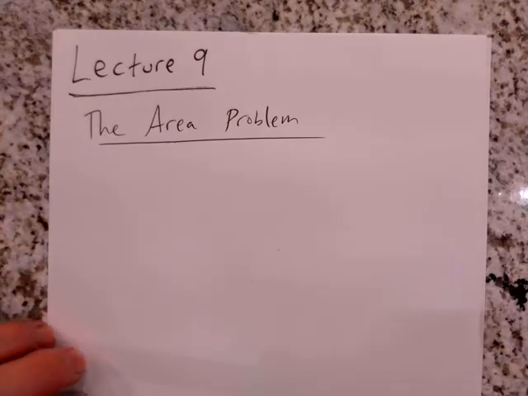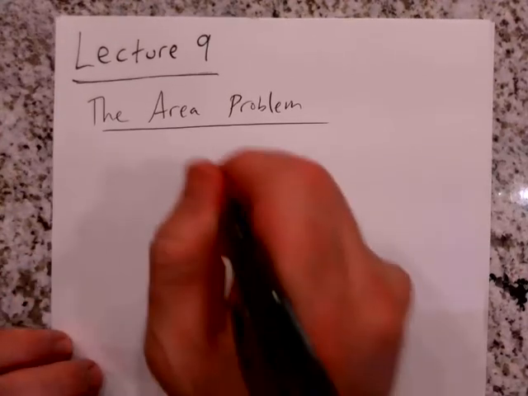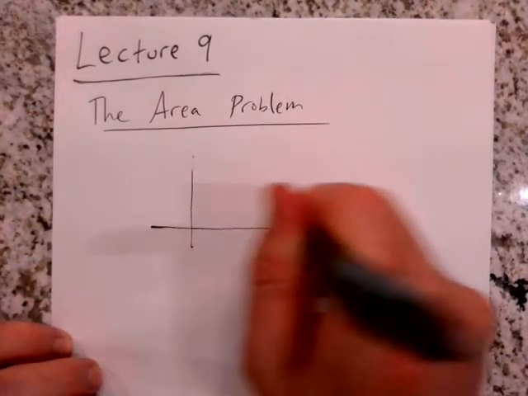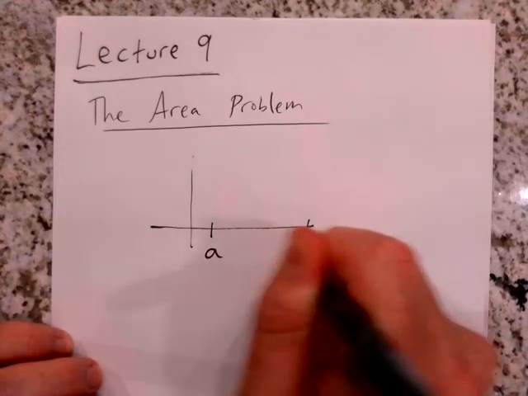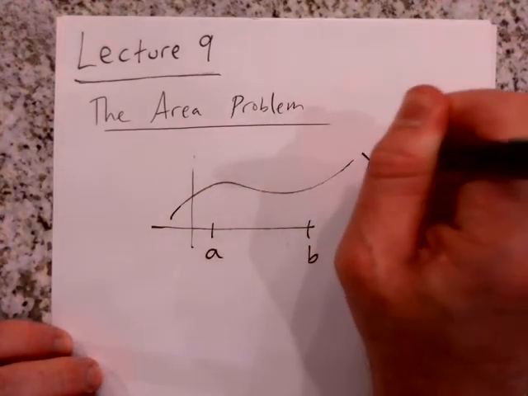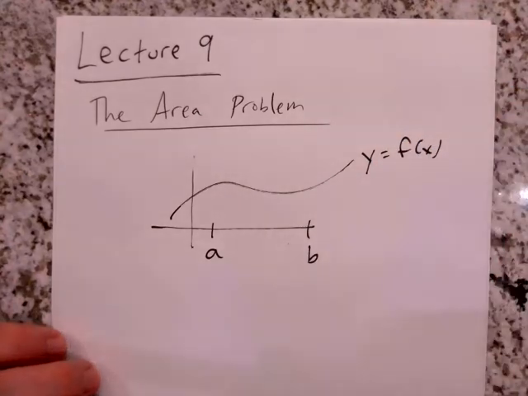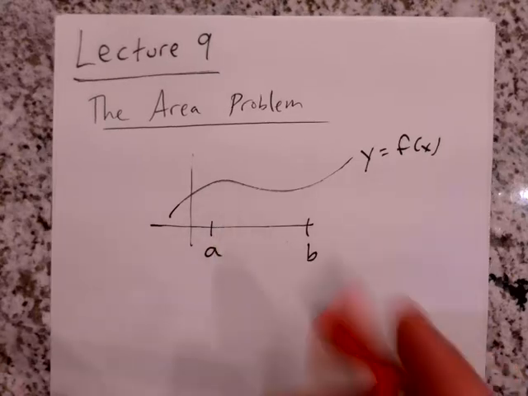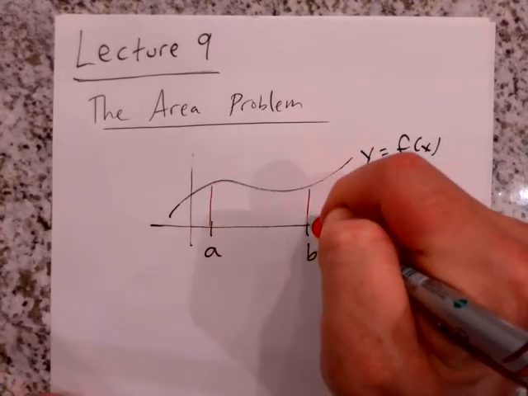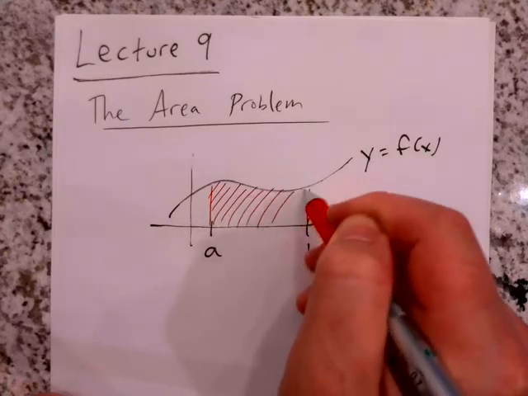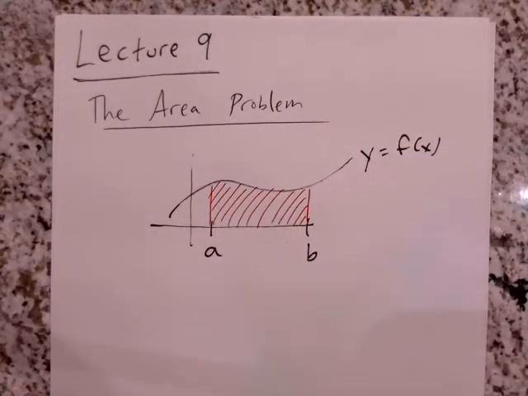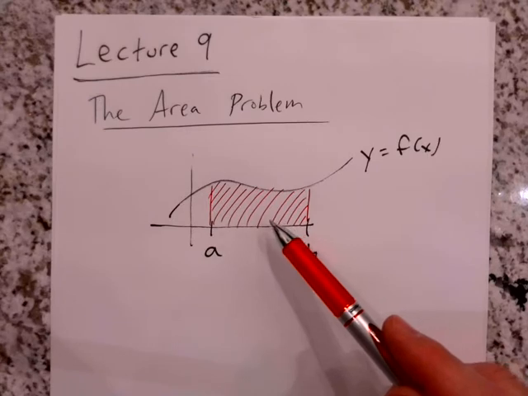So the area problem can be summarized as follows. You have a plane region in 2 dimensions. So here we have the region underneath the curve y equals f of x from x equals a to x equals b, and the area that we care about is between the curve and the x-axis. So the problem is, how do you find the area of this shape?